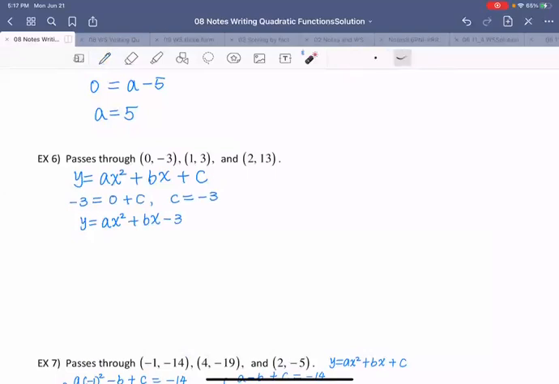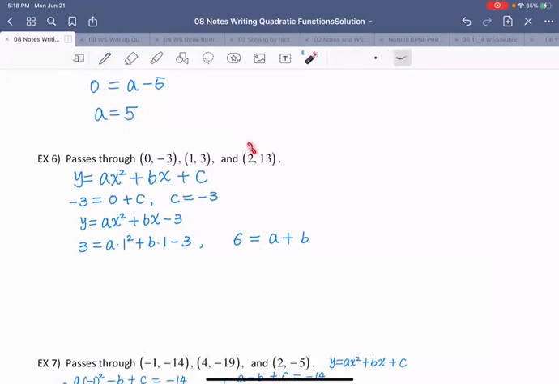All right. Now let's plug in 1 into the x, 3 into the y, please. Go ahead. So 3 equals a times 1 squared plus b times 1 minus 3. So this becomes 3 plus 3 is 6. Leave on the left. This becomes 6 equals a plus b, correct? So far, so good.